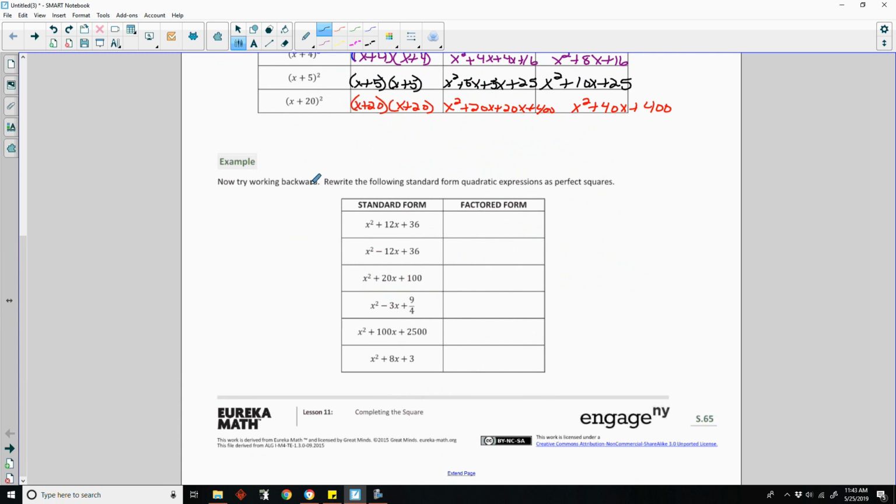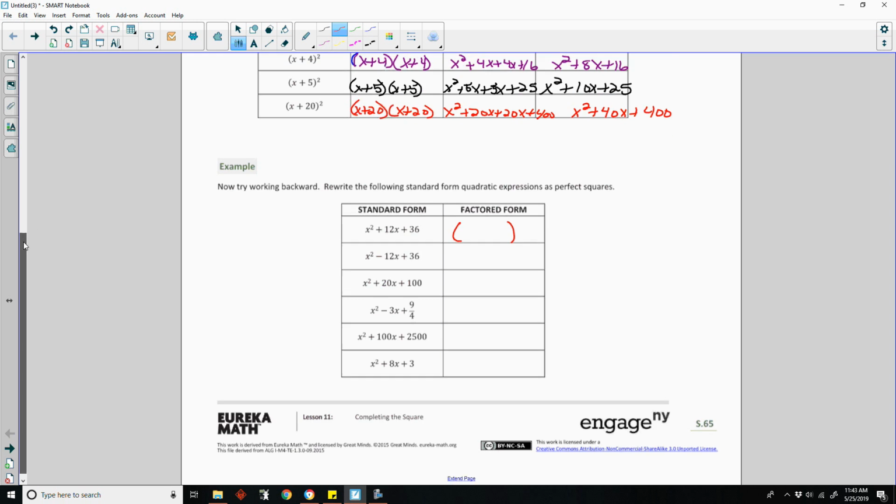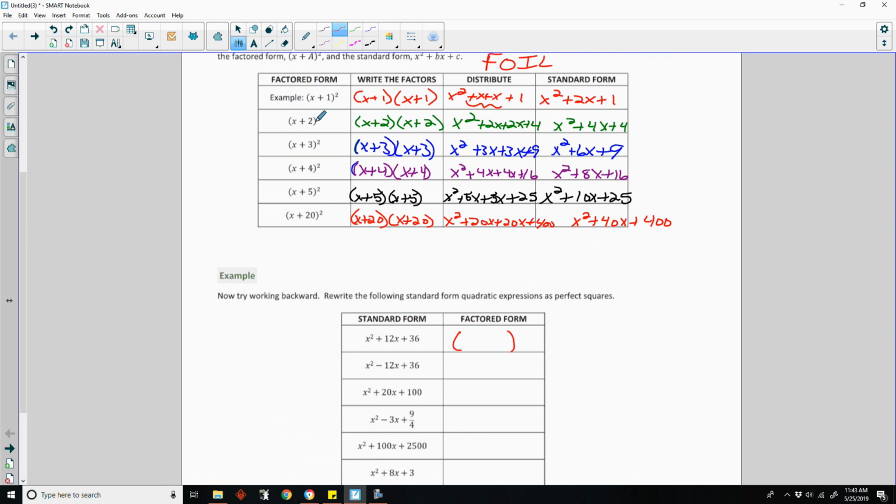Okay, so example, now try working backward. In other words, factor these. Rewrite the following standard form quadratic expression as a perfect square. So I'm going to first of all do this, because it says factored form. Actually, it doesn't say write the factors, so factored form is a quantity squared. So let me just do it with one parenthesis. Okay, because if I go back up here, the factored form is something squared.